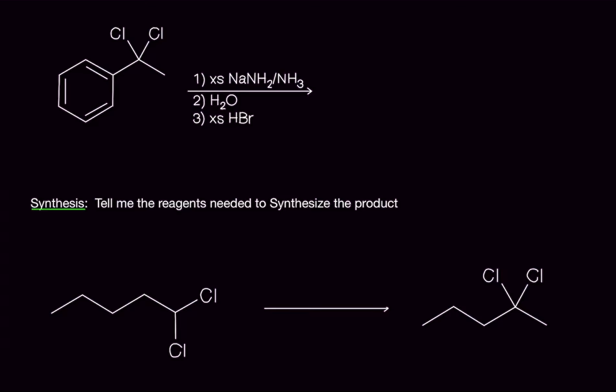Okay, what about this one? All right, we have excess sodium amide and liquid ammonia in water and excess HBr. What do we do? Well, if you skipped my last video, I talked about this. What this does is create an alkyne. This does 2 elimination reactions. So what we're going to do is create an alkyne, which is good. Then we can do our addition reaction of excess HBr.